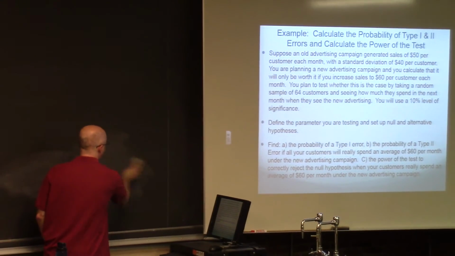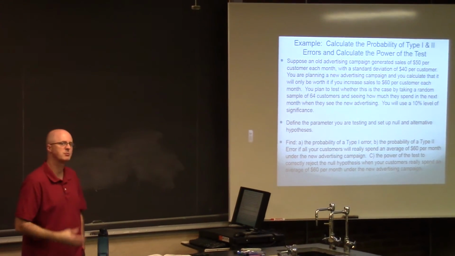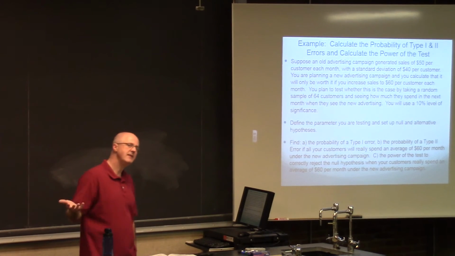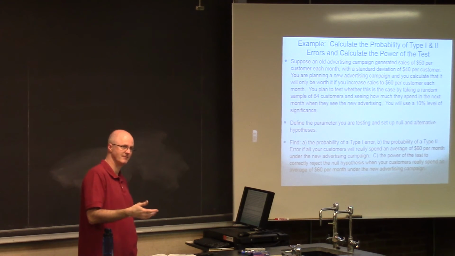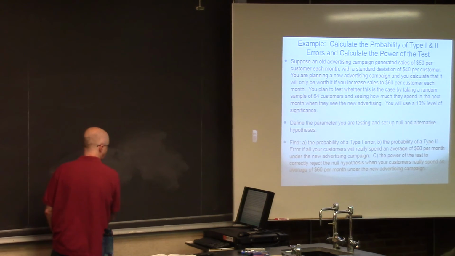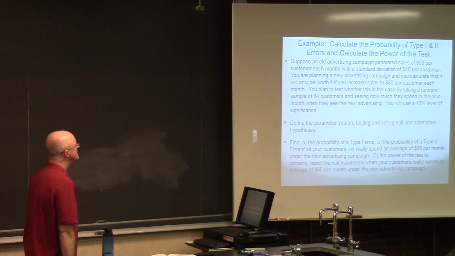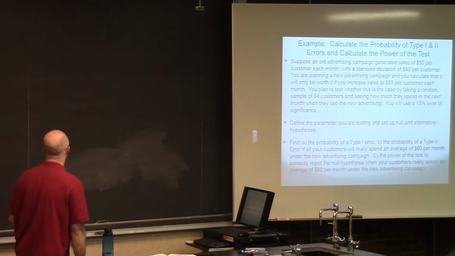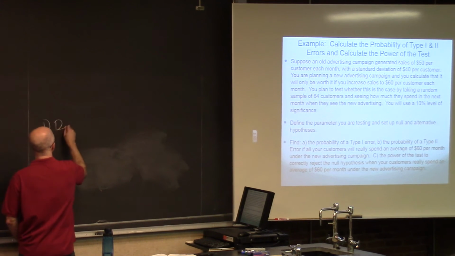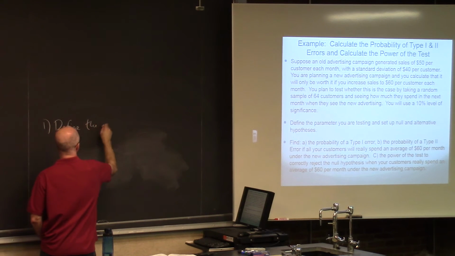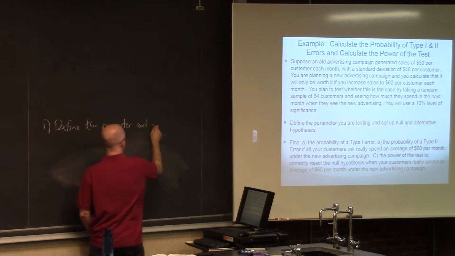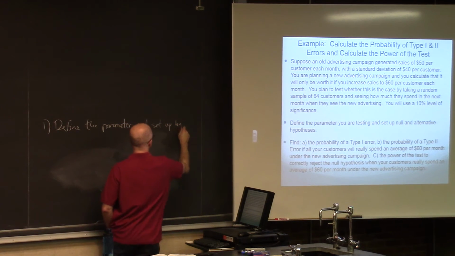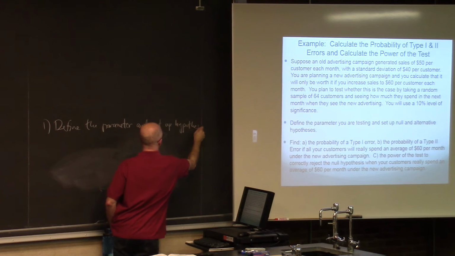These are planning kinds of probabilities, calculations you do before you actually do the sampling. The p-value, by contrast, of a test is a probability you calculate after you do the sampling. That helps you decide whether to reject the null hypothesis or not. So let's take it step by step. First, define the parameter you are testing and set up null and alternative hypotheses. That's the first thing we're doing here.